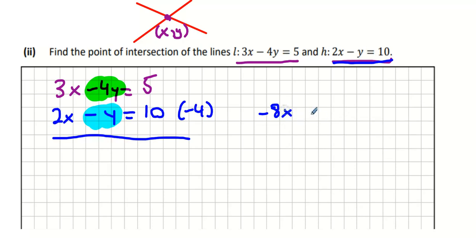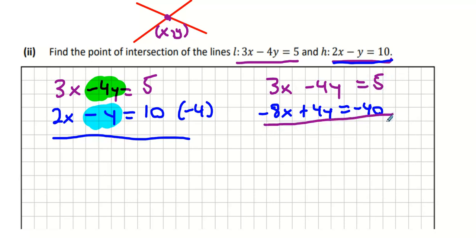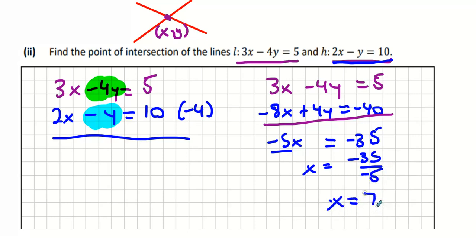And what should happen is it goes something like this. We add downwards. We get minus 5x equals minus 35. X equals, now minus 5 is multiplication on the left, makes a division on the right, and we get x equals 7. So our first value is x equals 7, because we're looking for a point of intersection.